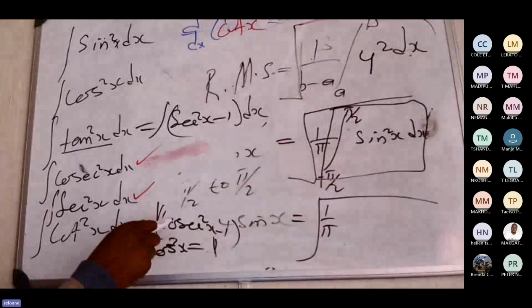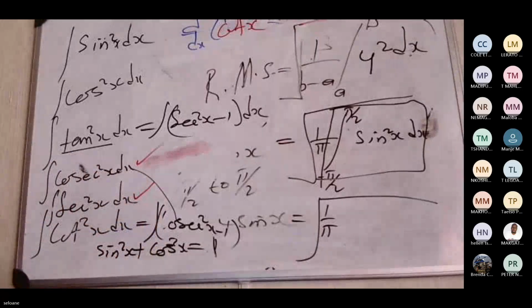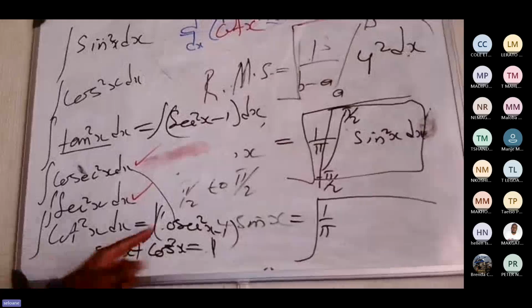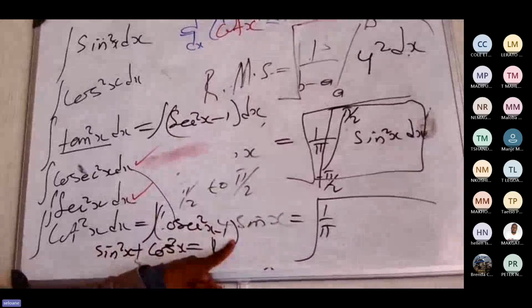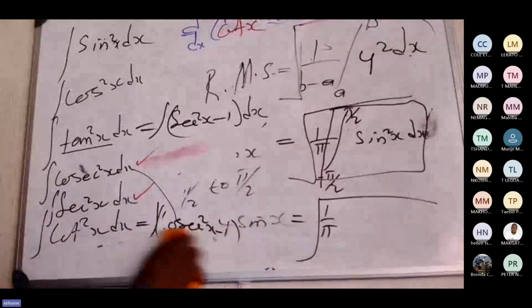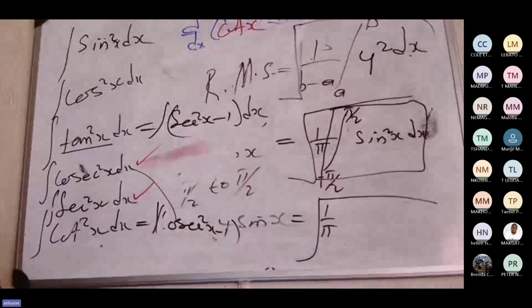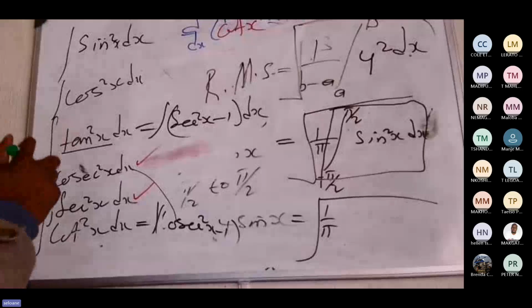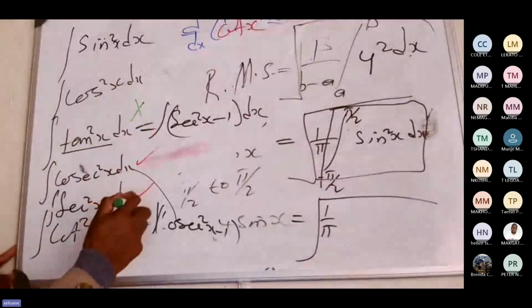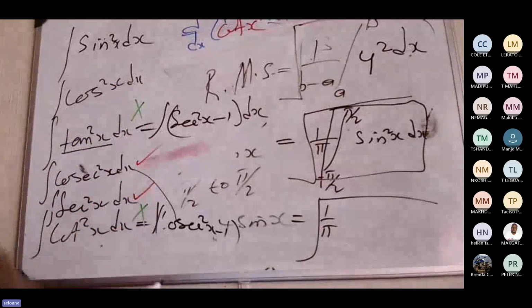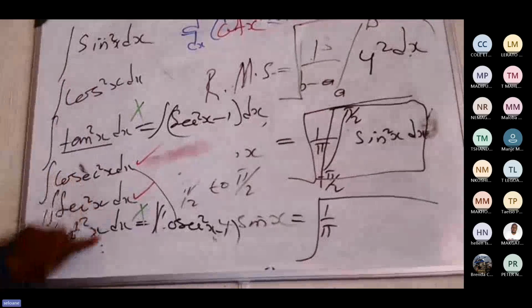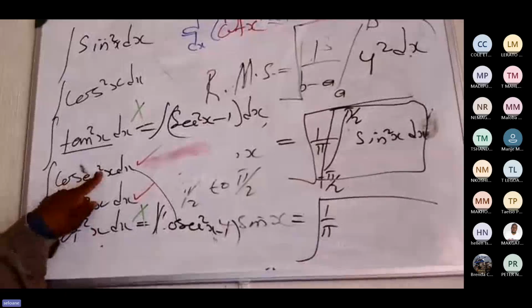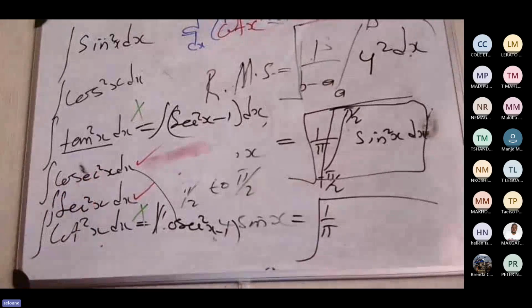And cosec squared x, we have said, is standard. The integral of this is minus cot x, and this is minus x. So now we are left with only 2, because these ones are not standard. This is not standard, but you can write it using this. But now, what about the remaining 2? That is these 2.